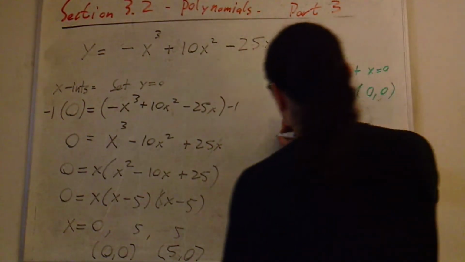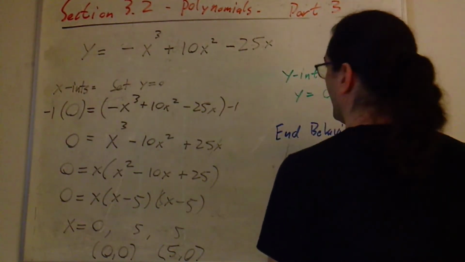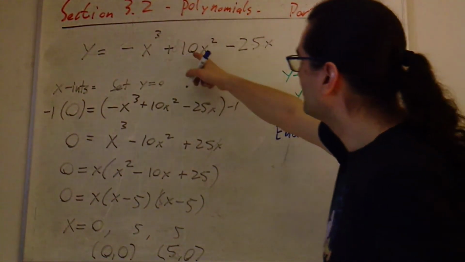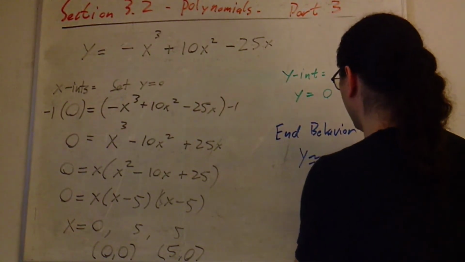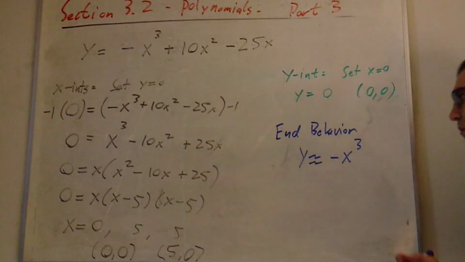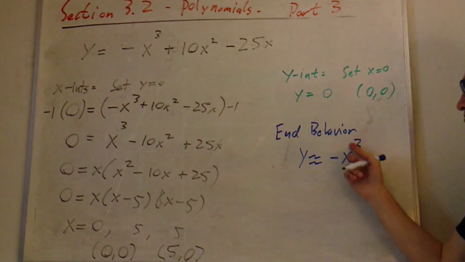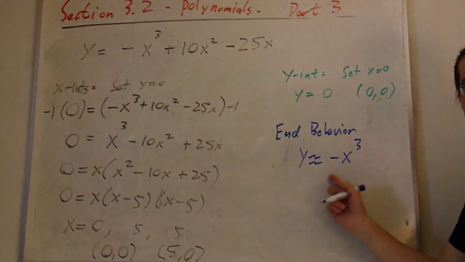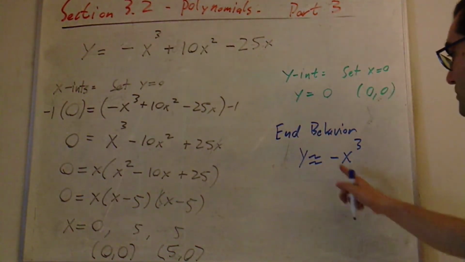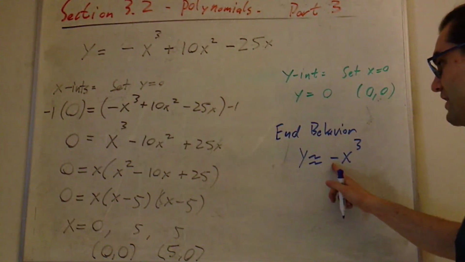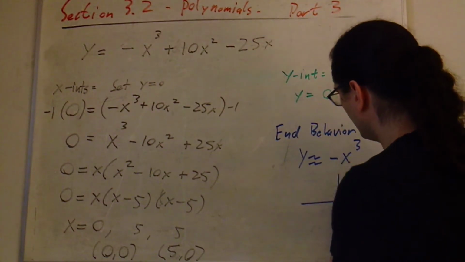Lastly, we need end behavior. When x is really, really big, only the leading term matters. So we'll say that y looks like negative x cubed. It's not just about the leading exponent. It's about the entire leading term. Negative x cubed looks different than x cubed. So whatever coefficient is here, you have to think about that for the end behavior. You can't just take the x piece. Negative x cubed looks like this.